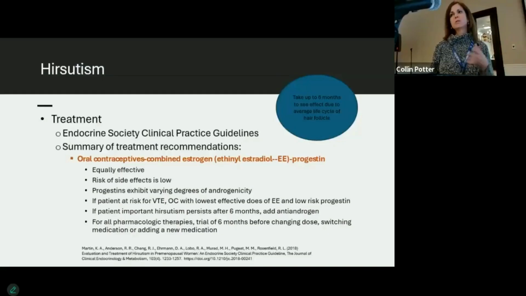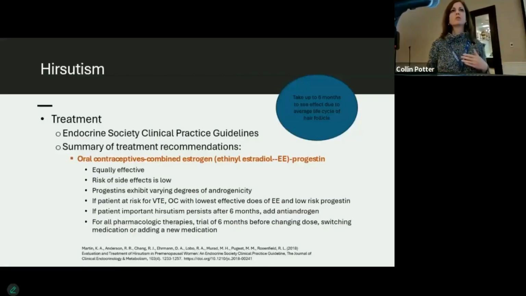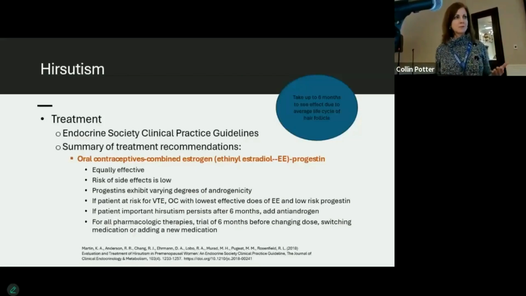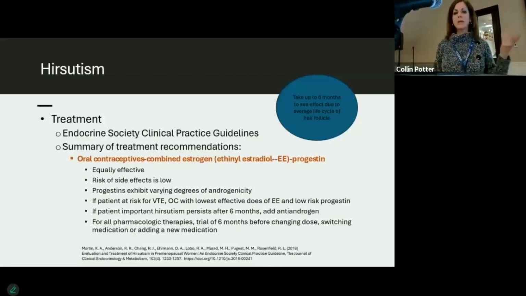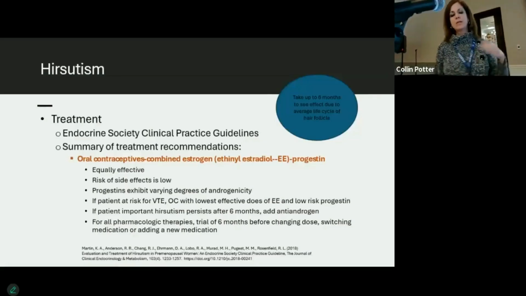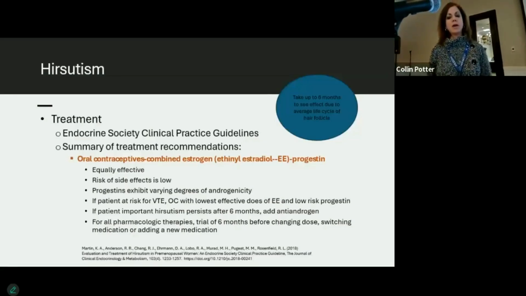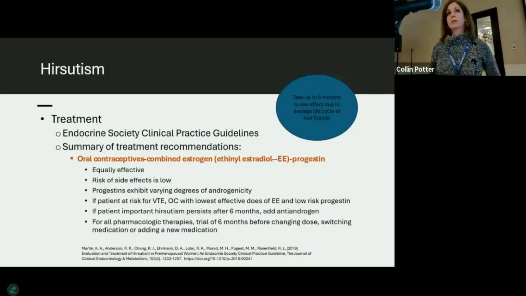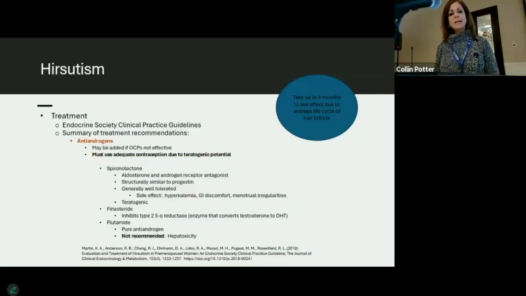Certainly any risk associated with putting a patient on an oral contraceptive is a risk no matter what you're using it for. So if the patient has a risk of venous thromboembolism, or is someone you can't use oral contraceptives in, whatever their inherent risk was, then this may not be a treatment modality for them. And then that waiting period is necessary to see if it has been helpful for the patient.